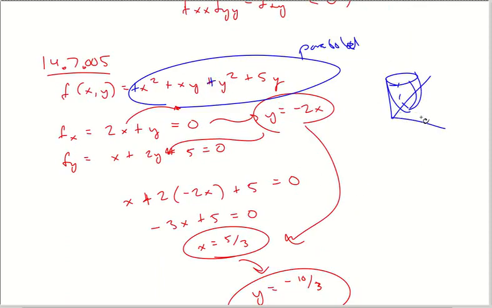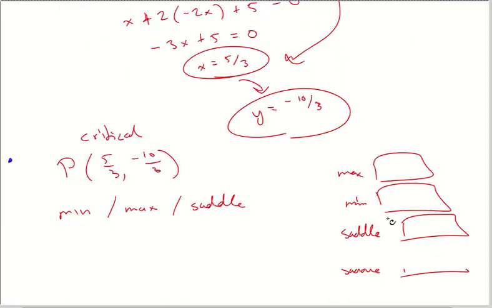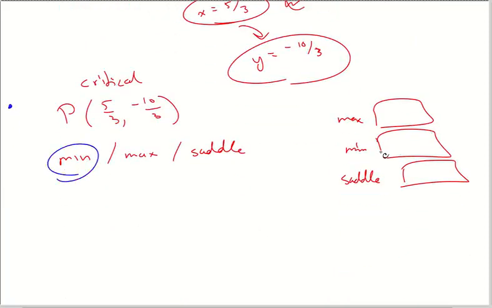And so if I found one critical point, what would that be? It's right here at the bottom. It's going to definitely be a minimum. So I'm going to say that's a minimum. Well, we're basically done there.